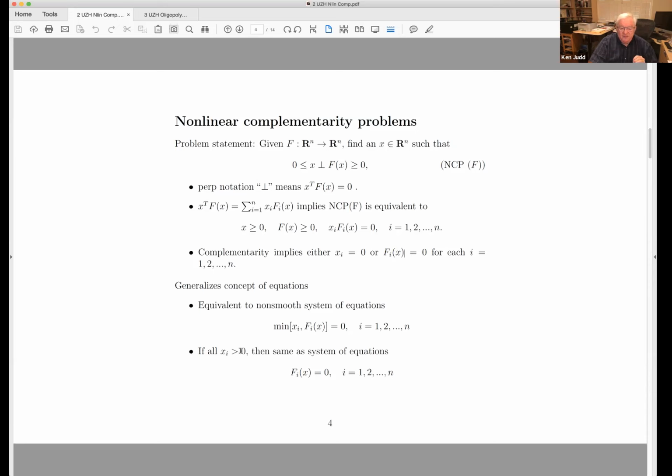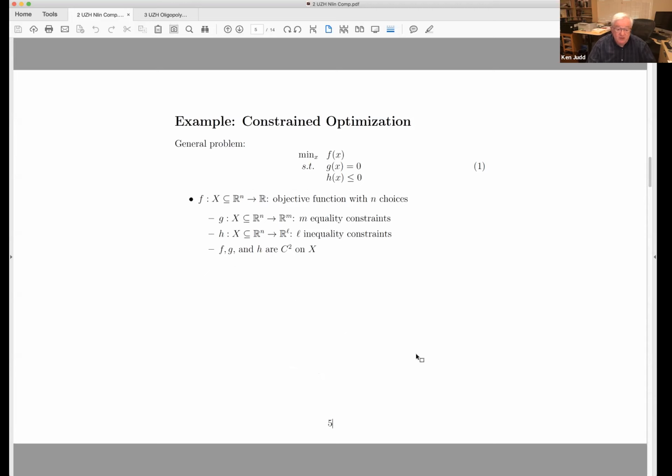Now, if all of the x's are non-negative, or if they're all strictly positive, then the result is the same as an equation. So this is a generalization of equations. Now, where have we seen this before? In constrained optimization. You're trying to minimize f subject to equality constraints and inequality constraints.